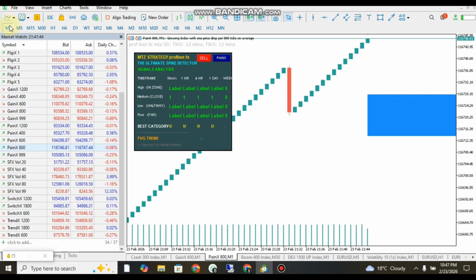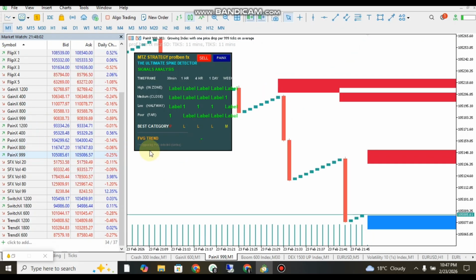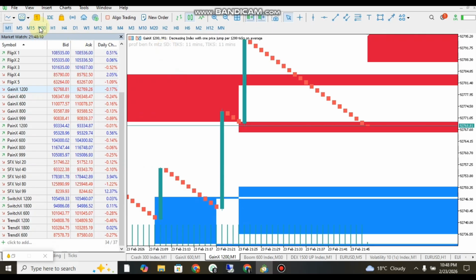For example, if I go to the 30-minute time frame, you can clearly see that that market is inside a fair value gap. I don't want this video to be very long, so if you like more explanation, let me know in the comment section, and let me know how you are moving with the BSD software.